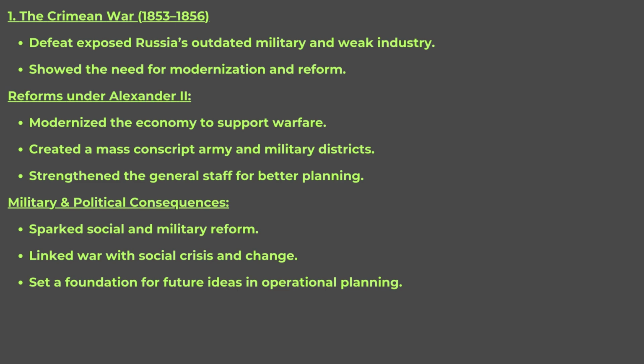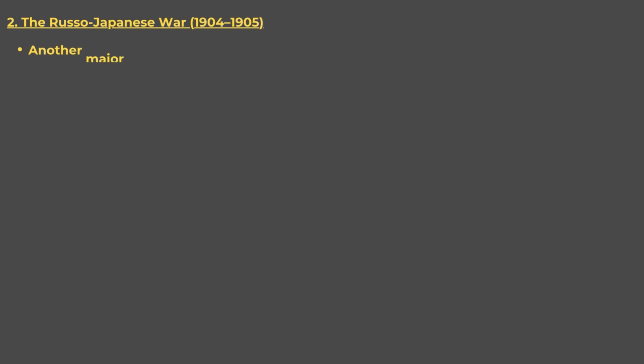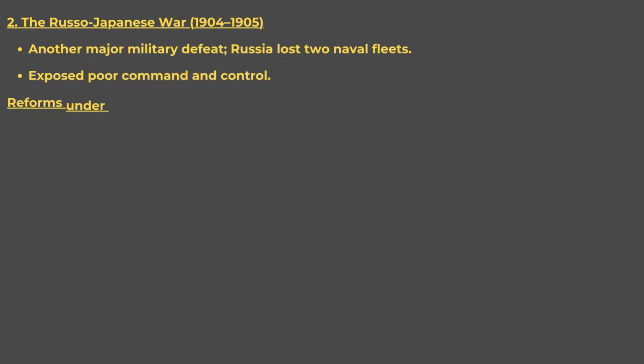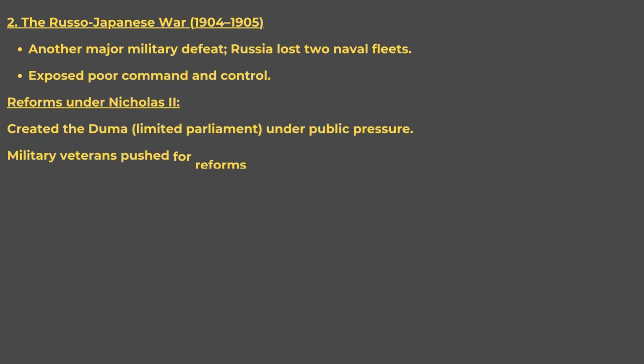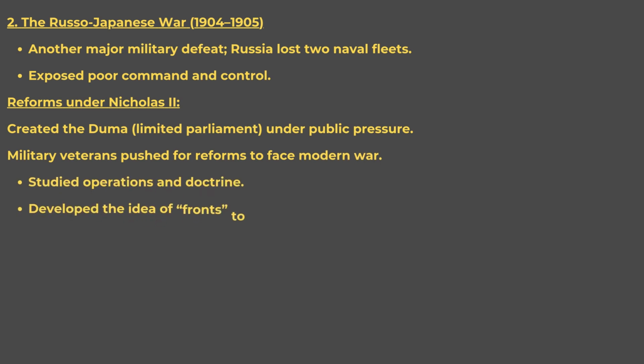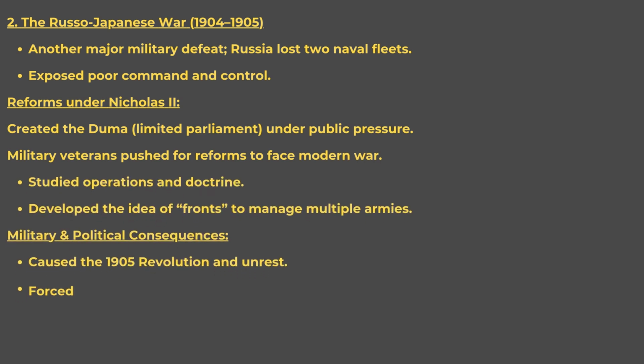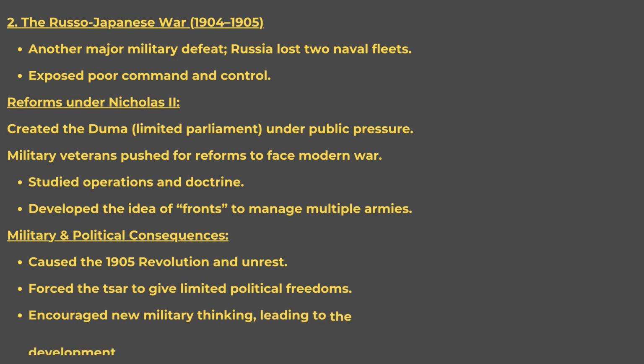Part 2. The Russo-Japanese War 1904 to 1905. Yet another major defeat for Russia, this time losing to naval fleets. It exposed serious flaws in command and control.